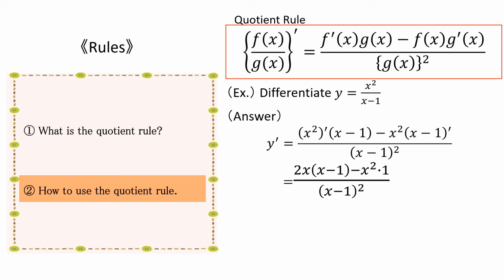Differentiating x squared yields 2x, and differentiating x minus 1 yields 1. Expanding and rearranging these equations, the answer we get is x squared minus 2x over parentheses x minus 1 parentheses squared.